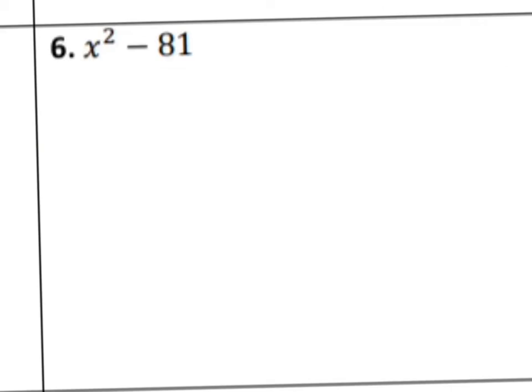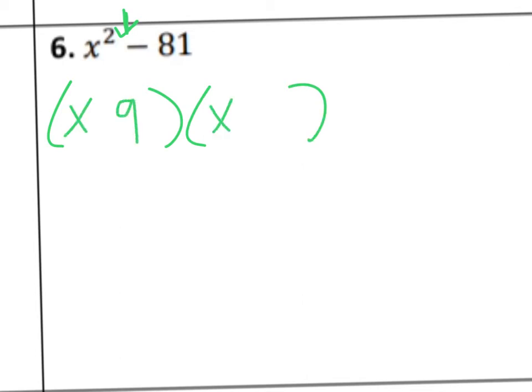Alright, so number 6 has 2 terms. So first we're going to look for a GCF. This one doesn't have one. But notice that I have 2 terms and that they are both perfect squares. So I have 2 perfect squares and they are being subtracted from each other. So I have a difference of perfect squares. So I can use the shortcut of taking the square root of each term. So x times x gives me x squared, and 9 times 9 gives me 81, and I'm going to put a plus sign in one and a minus sign in the other, and that's all you do for that one.